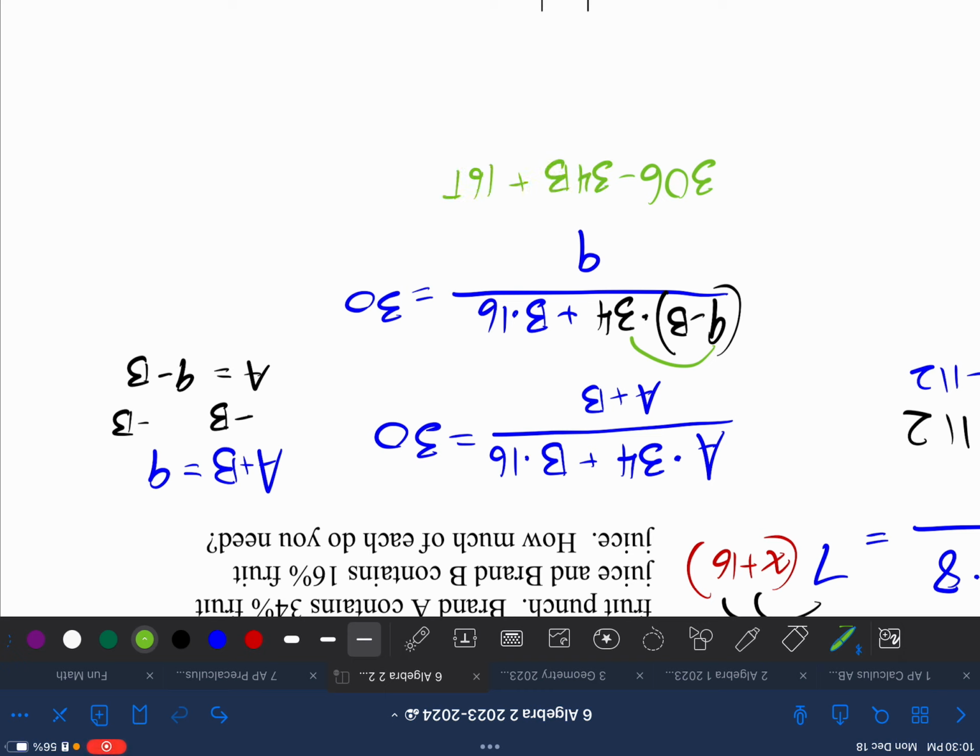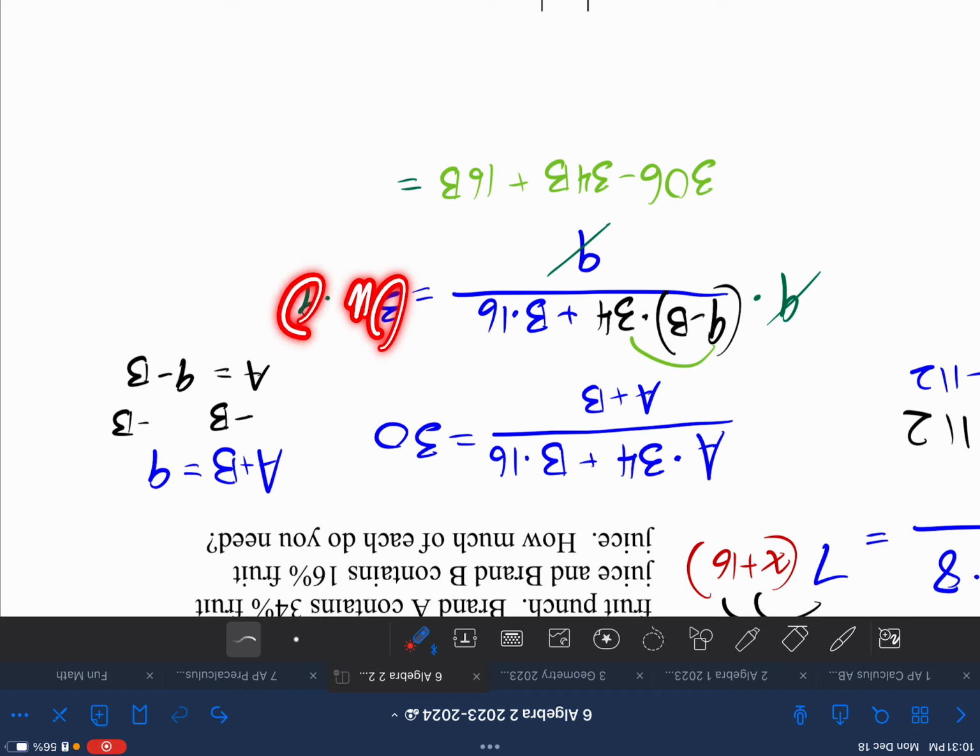plus 16b. And that's all being divided by 9, but I don't want to divide by 9 here. So the opposite of divide by 9 is to multiply by 9. We'll say the left side is multiplied by 9 if the right side is multiplied by 9. Those will cross cancel with the 9s. Right side will be 30 times 9. Again, hide the 0. 3 times 9 is 27. Then add back on the 0. 27 add back on the 0 is 270.